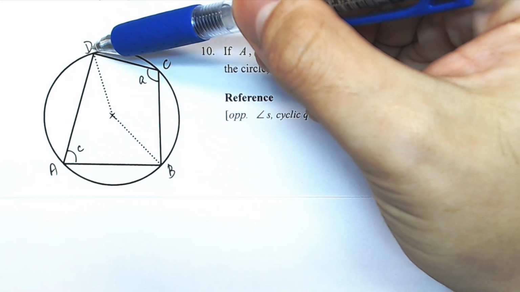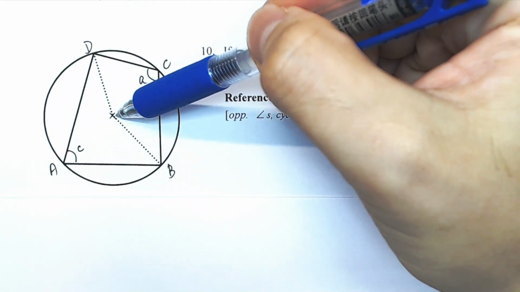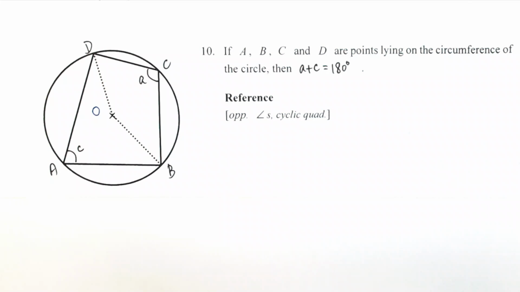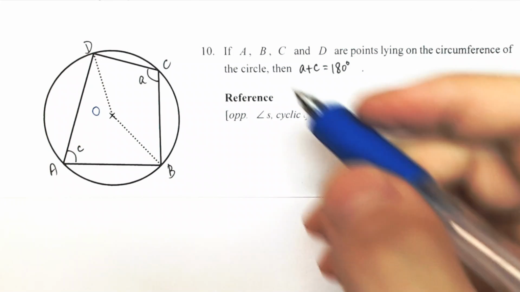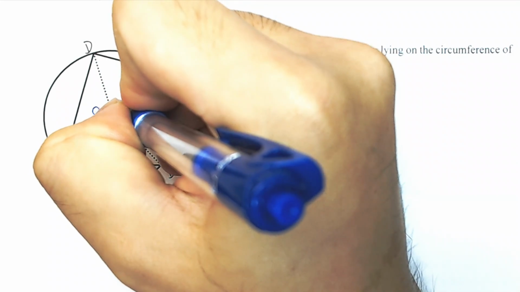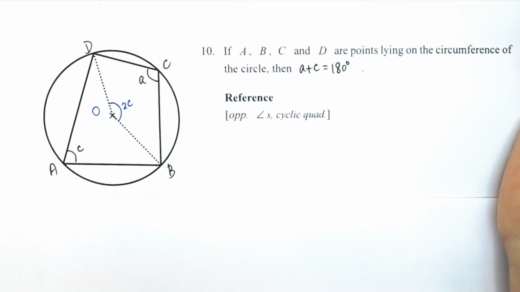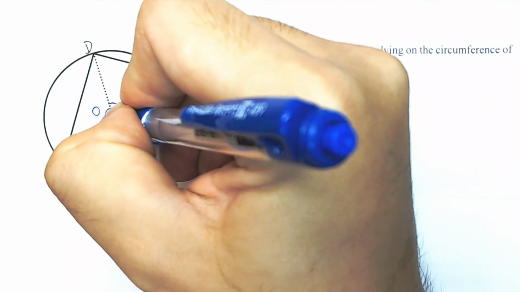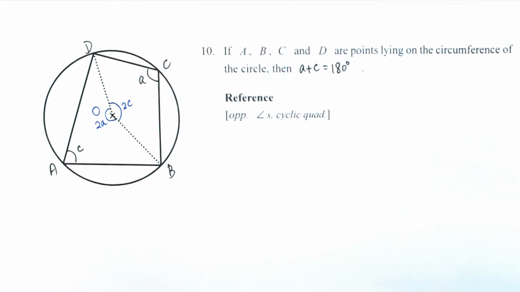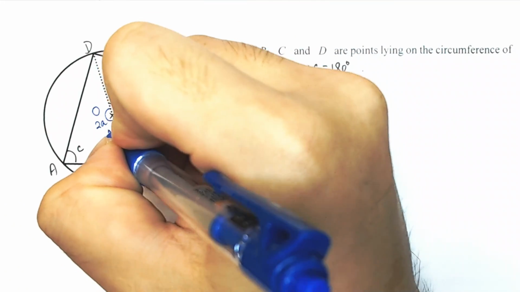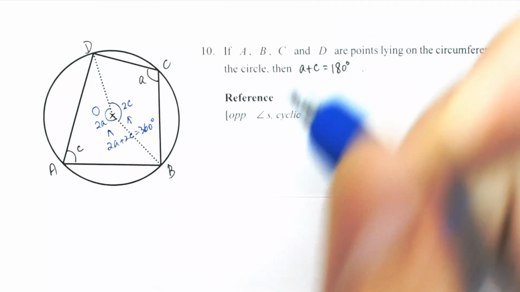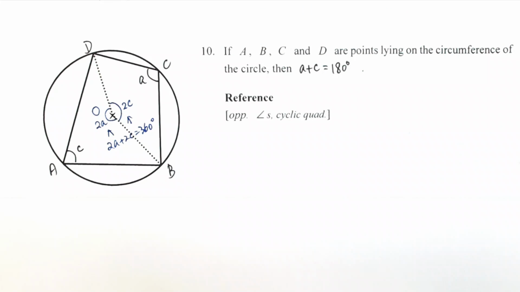Because if we join B and D to the center of the circle O, then we can make use of angle at center twice angle at circumference to say that the angle at O is actually 2 times C. And on the other hand, when this angle is A, we can have the angle here 2A. Then we know that 2A and 2C sum to 360 degrees, and thus the sum of A and C must be 180 degrees.